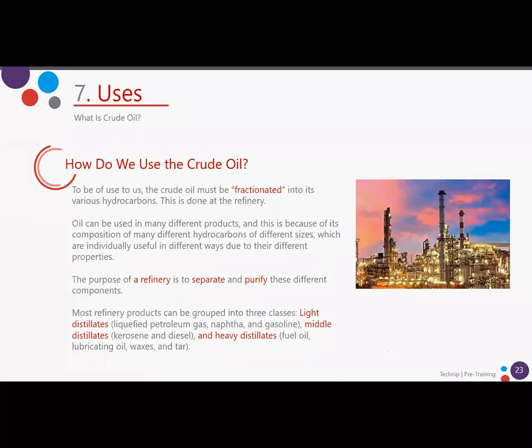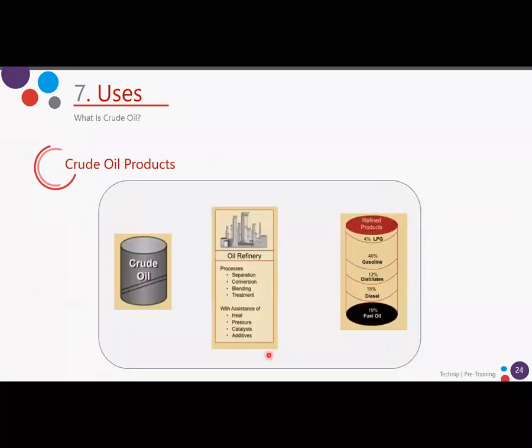If we look at a barrel of crude oil and go through the oil refinery processes, we can see this proportion, more or less, of the refined products that we can get. We can get 4% of liquefied petroleum gases, LPG, 40% gasoline, 12% distillate, 15% diesel, and fuel oil.